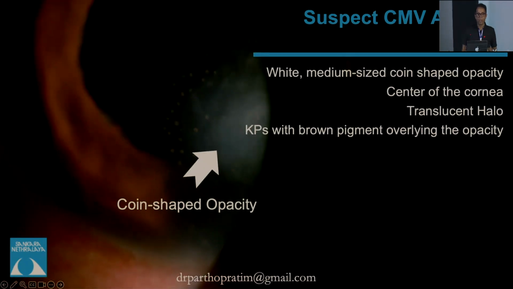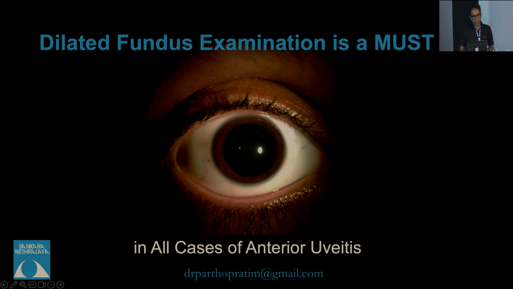atrophy. Now, sometimes you can see a corneal opacity and it can tell you the diagnosis, like in this case, you can see here the coin-shaped opacity. This is very common in CMV. You can see the coin-shaped corneal opacity and you can see the pigmented KPs. So this can be seen in cytomegalovirus anterior uveitis.